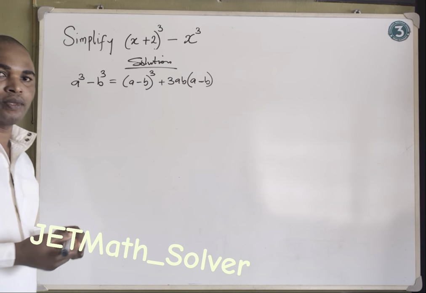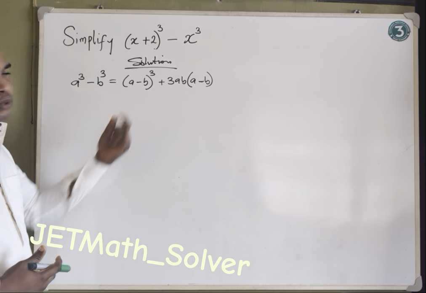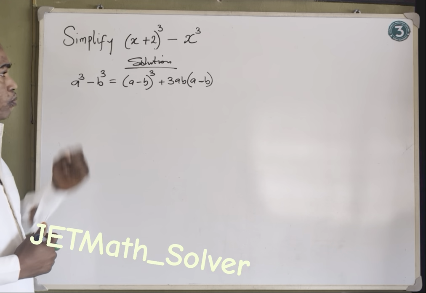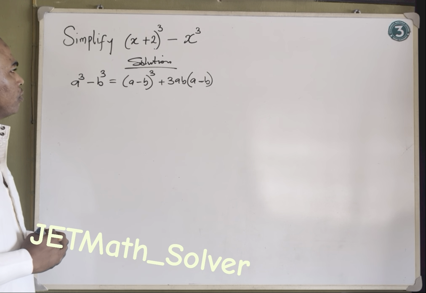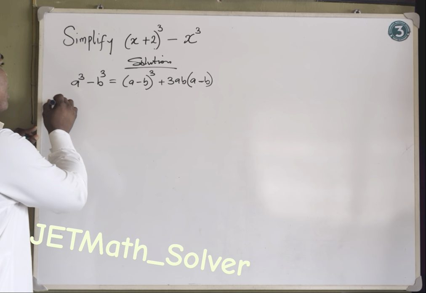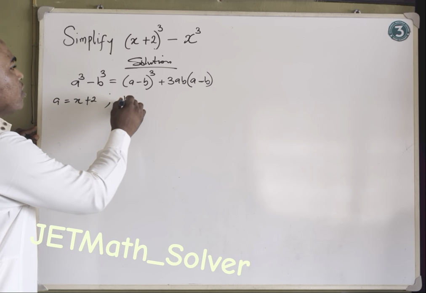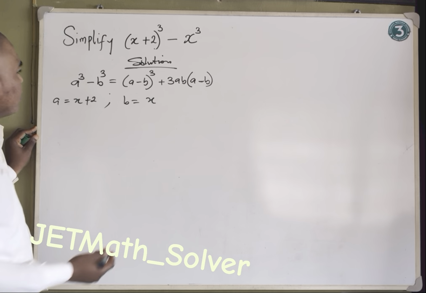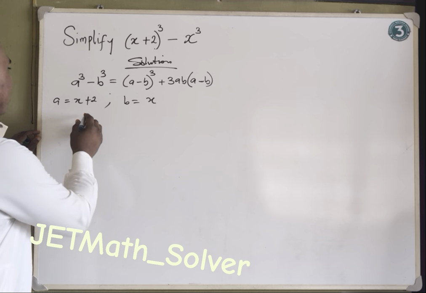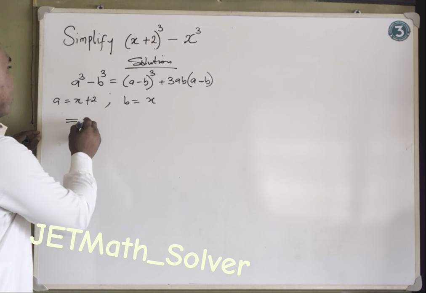Now, stay to the end of this video. I'm still going to show you how I got this formula to solve this expression. Now, x + 2 will be my a. My a is going to be x + 2, while my b is going to be x. Now, I will just substitute it here. Anywhere I see a, I'm going to put x + 2.